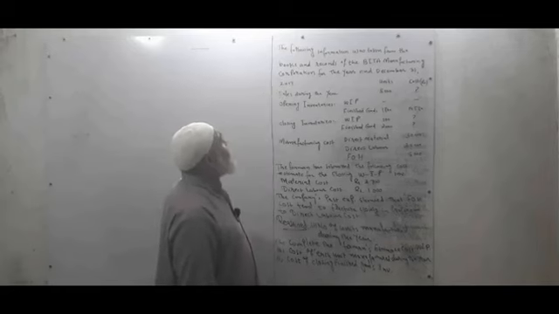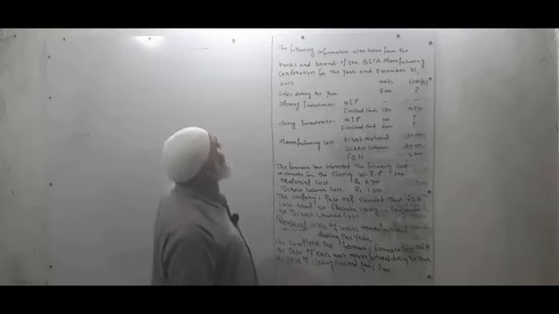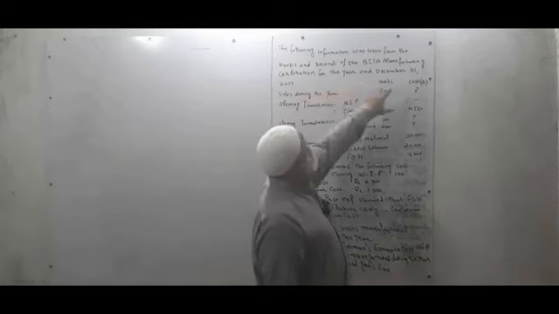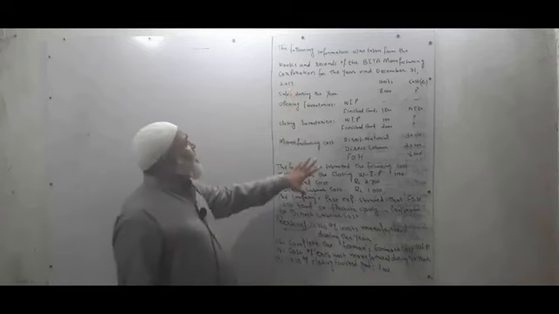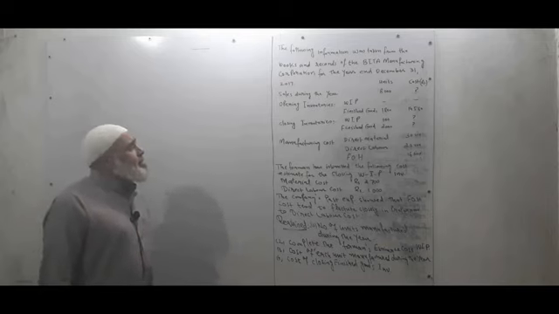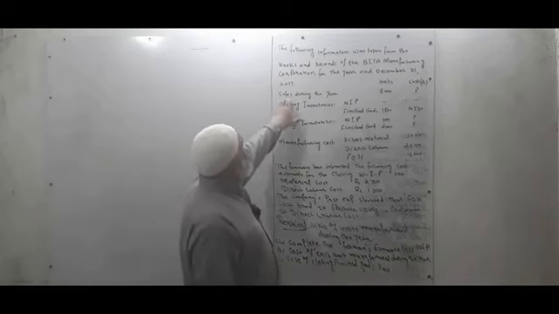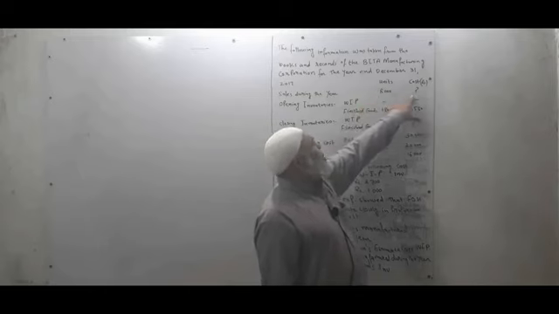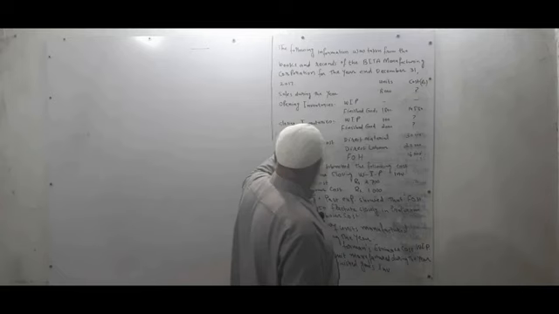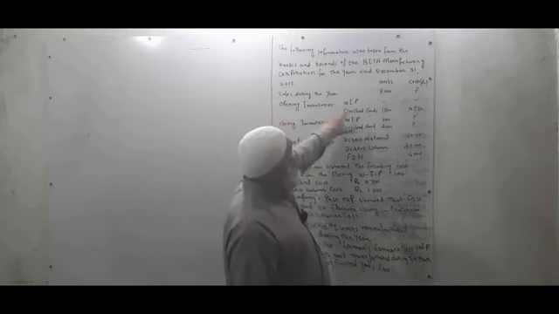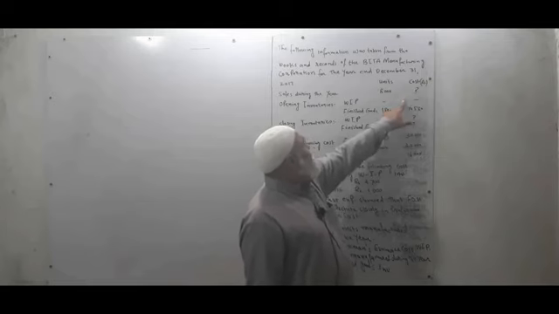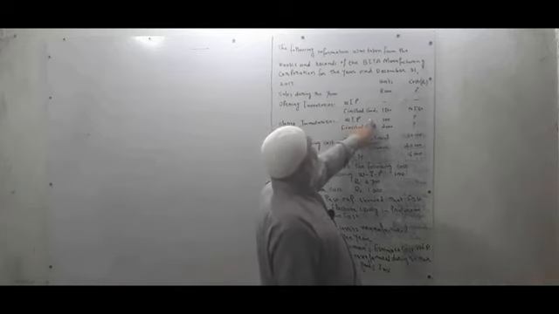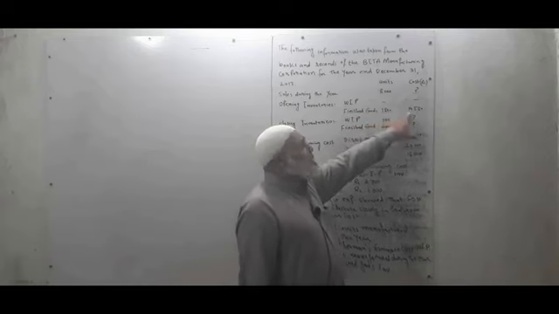The following information was taken from the books and records of the Beta Manufacturing Corporation for the year ended December 31st, 2017. In this data, some information is given: sales during the year, 8,000 units, and its value is unknown, which we have to find out. Same as opening inventories, work in process is not given in this question. Opening finished goods inventory is 1,800 units and its cost is 40,580.